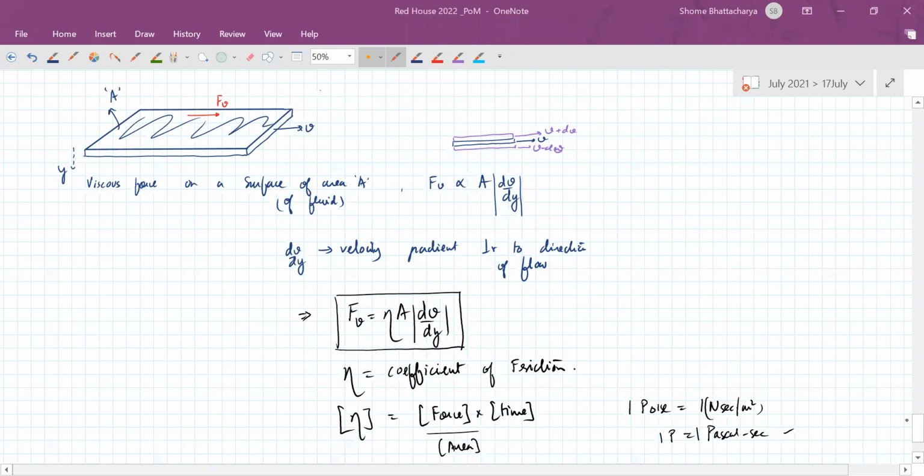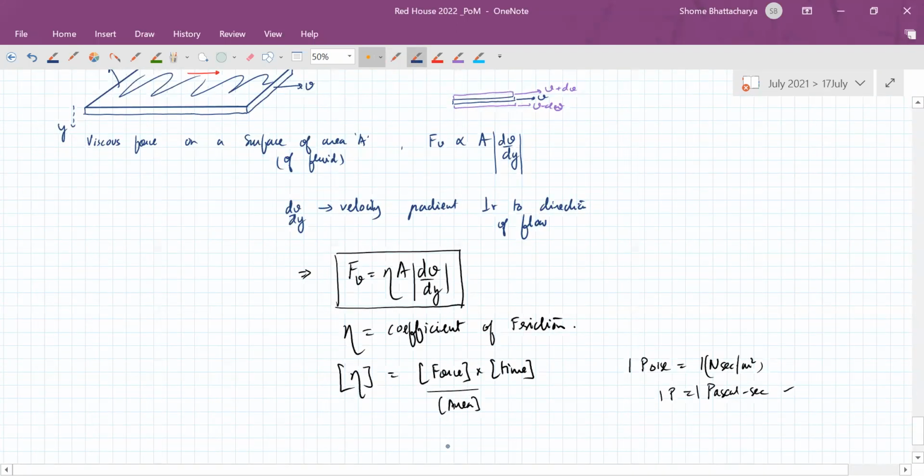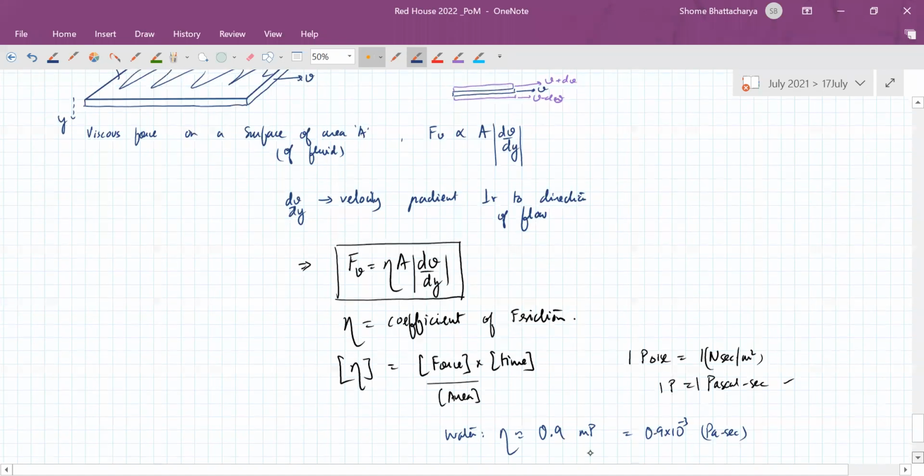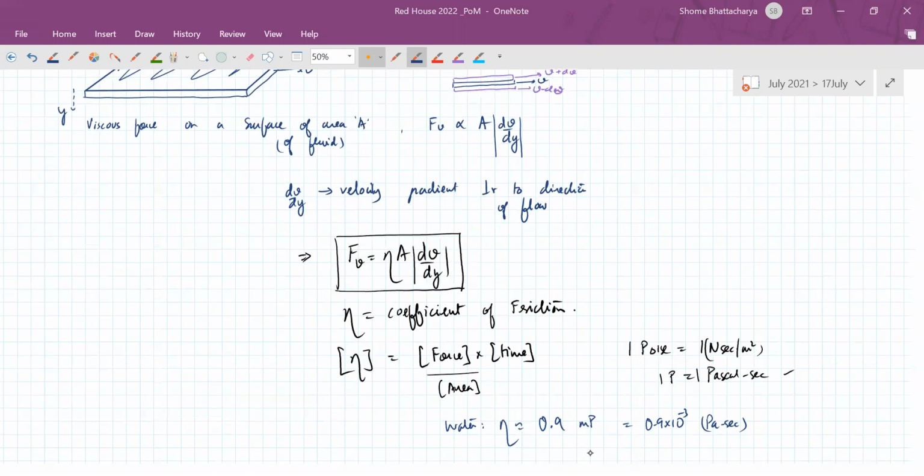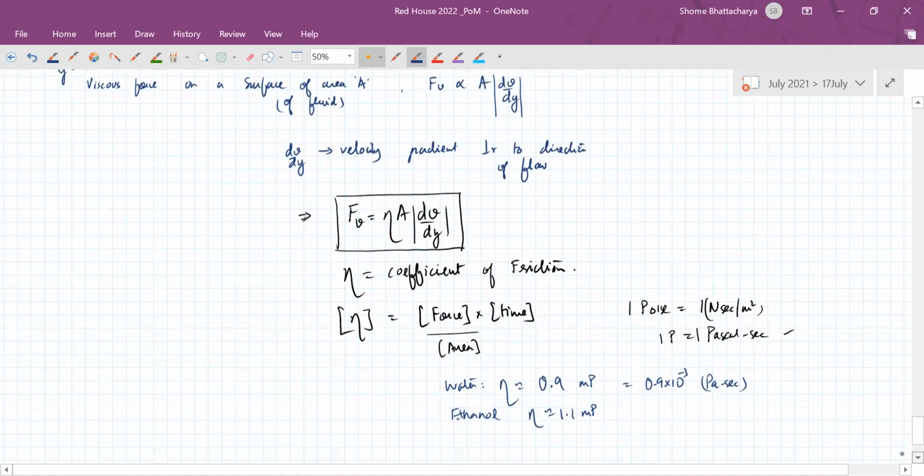So for example, water has a viscosity of approximately 0.9 millipascal or millipoise. Then, for example, something like ethanol has a viscosity of about 1.1 millipoise. You don't have to remember the values, I'm just giving you an idea.